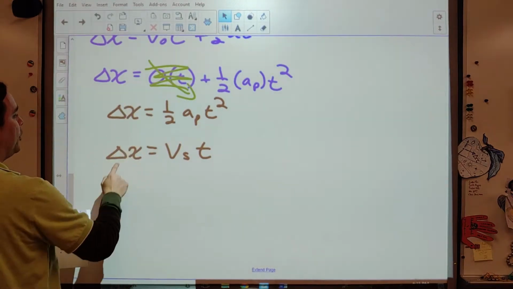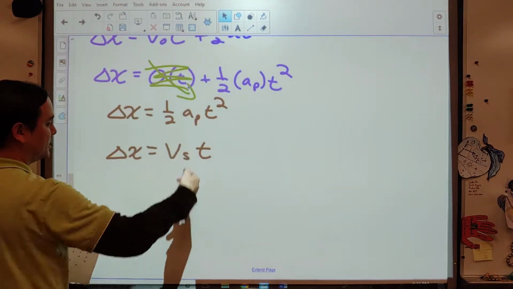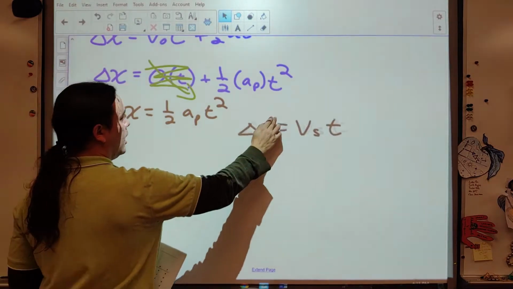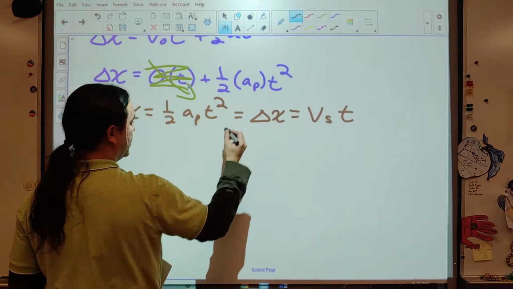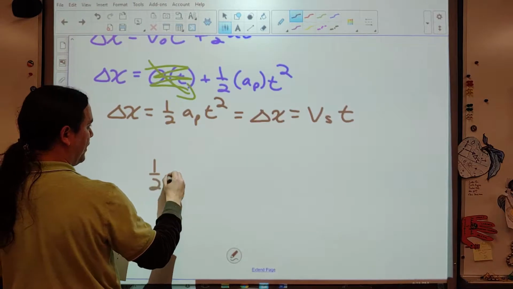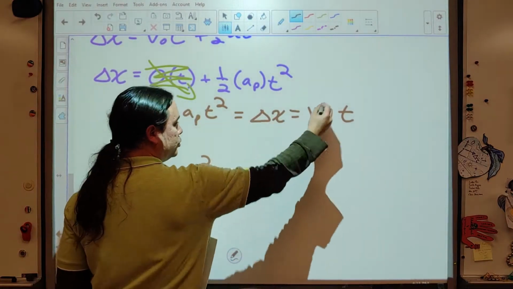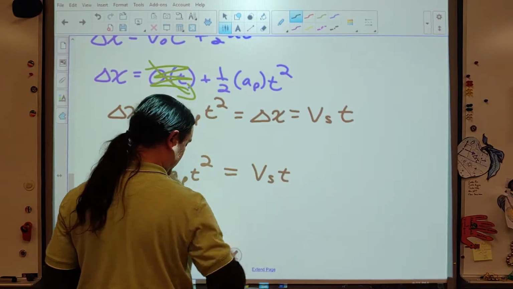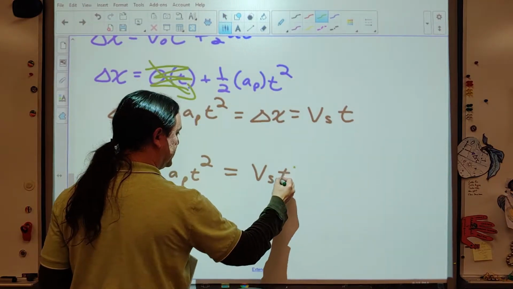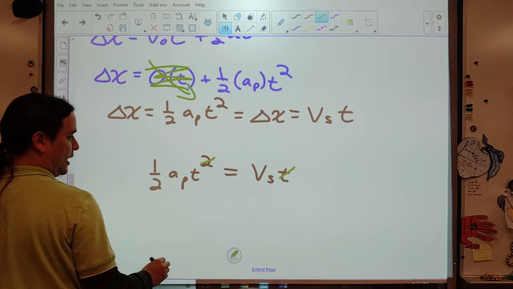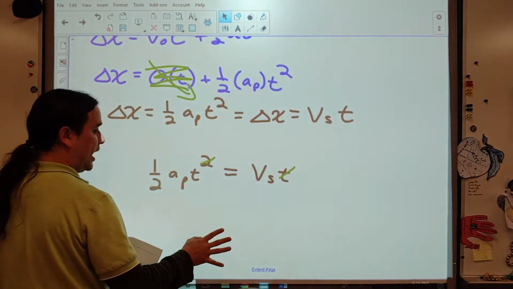Okay, great. Both of these, delta x is the same and t is the same, so I can do what we did before. I can set these equal to each other. Cut out the middleman. So I get 1/2 a_p t squared, which is delta x. It will also be equal to delta x, which is v_s times t. I can divide both sides by t. One of these cancels out, and the squared cancels out.